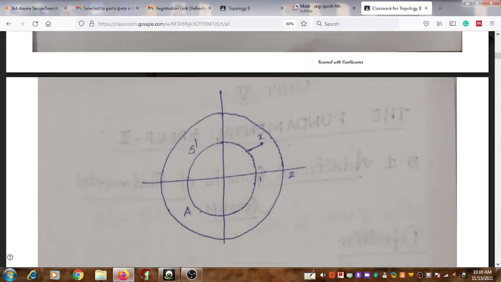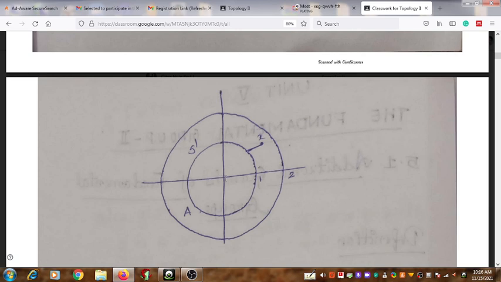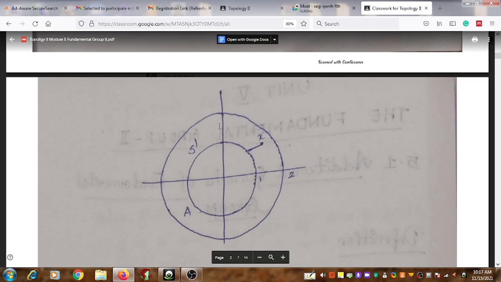By annulus we mean the space which is bounded by two circles. You can see here two circles are taken with the center at the origin on R2. The inner circle and the outer circle, two concentric circles, make the boundary of a space. So this is the space, the annulus, which is labeled here as A.